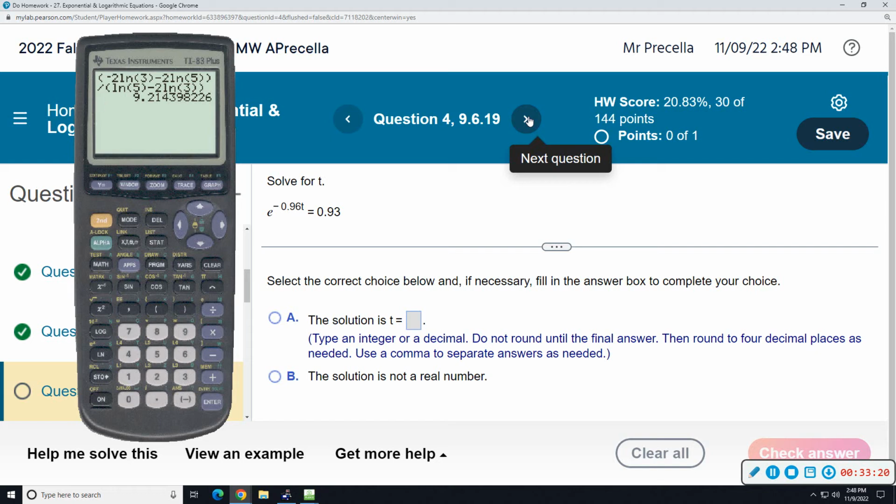Problem number 4 has that irrational number e in it, which is 2.71828182846... It keeps going and going. e to the negative 0.96t equals 0.93. The variable here is a t rather than an x.